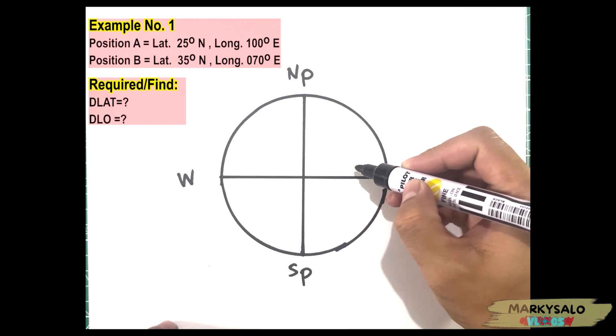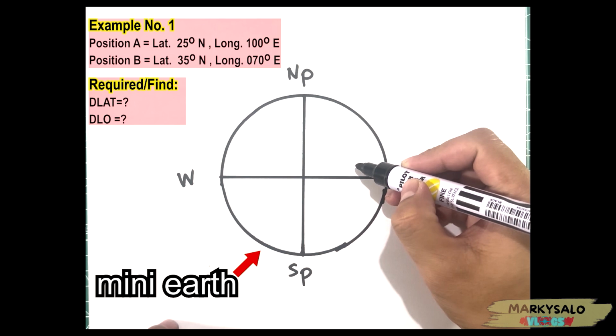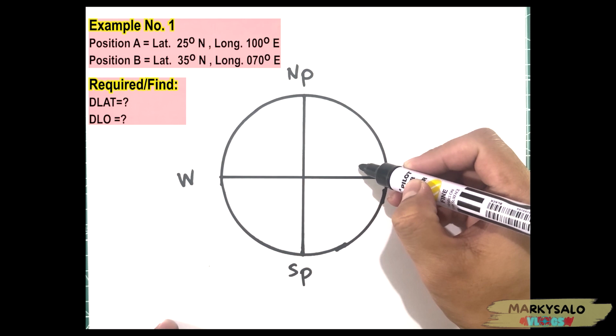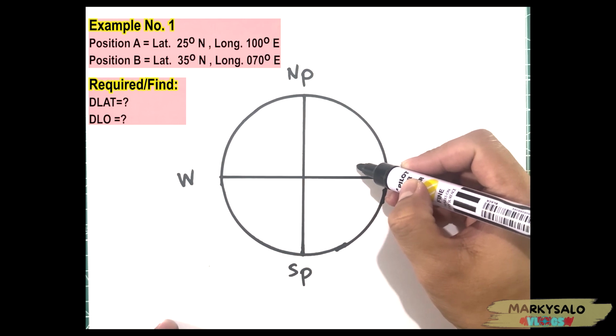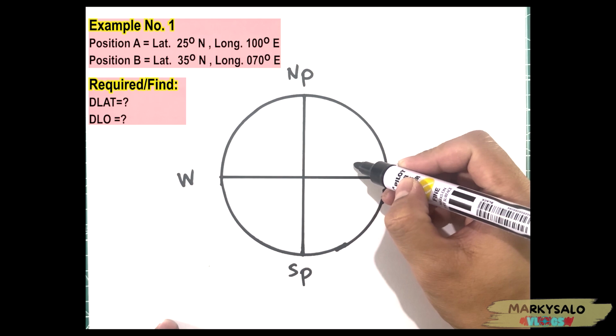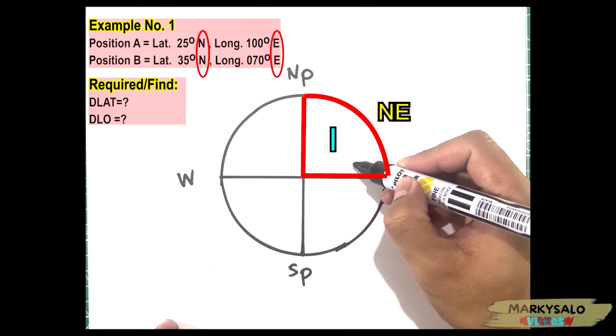Of course, we are truly marineros. We are used to plotting the position of our vessel manually in the nautical chart or directly using our ECDIS. But today, we will learn how to plot in our mini Earth using best estimation. Since the given latitudes are both north and the given longitudes are both east, we simply plot the coordinates in the first quadrant.